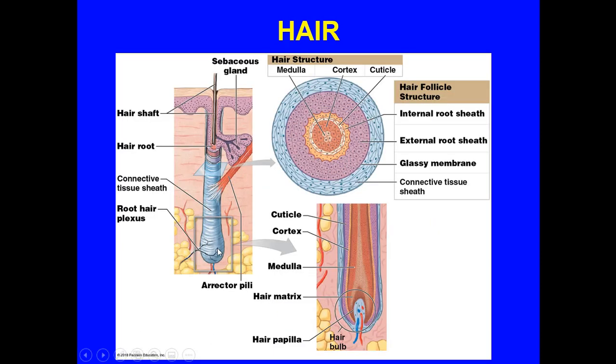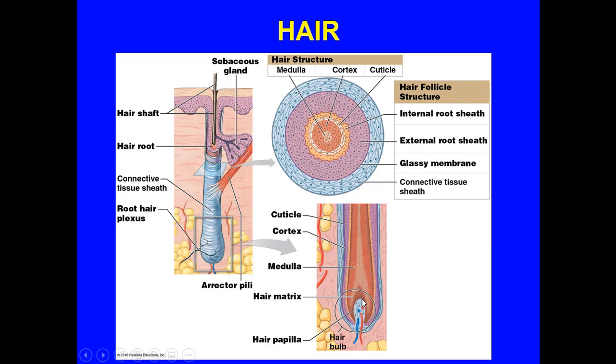So let's take a look at these nerve fibers here and the hair papillae. It is right in this little area here, this structure, that you're producing cells that will basically make more of the hair matrix and the hair structure.